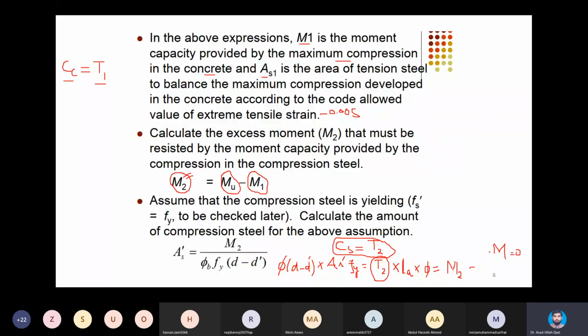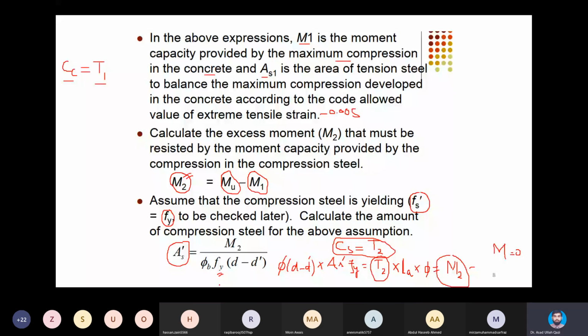In this equation, you will see I am rephrasing it: I am bringing AS prime on one side, and keeping M2, which was on the right hand side, as the numerator, and I am bringing phi Fy (d minus d prime) in the denominator. At this stage, you will have one question in your mind: I assumed that Fs prime is equal to Fy. So I am making this equation with the condition that it is a case 1 doubly beam, assuming that the compression steel is at yield. That is the reason I am using Fy in the denominator.